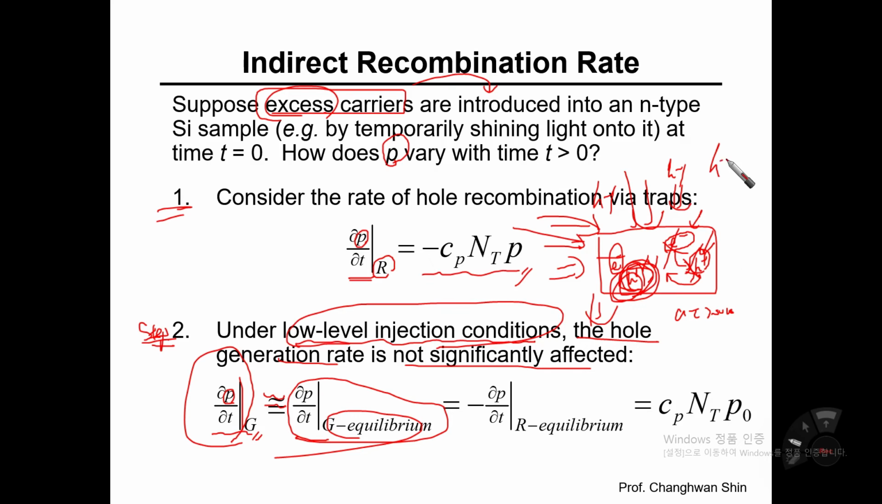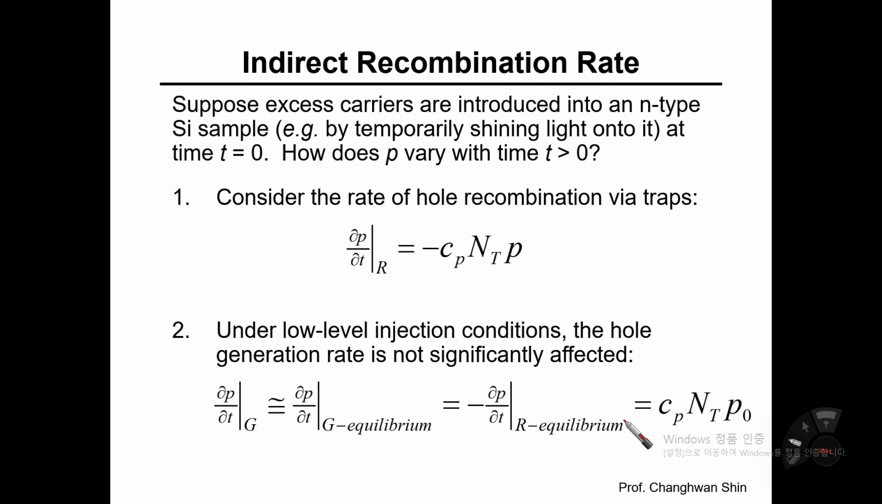Even though holes are now injected into this n-type material, the generation rate would not be affected significantly, right? So that's the reason why I should write down this equation: ∂p/∂t|G is equal to ∂p/∂t|G at equilibrium, because this generation rate is not affected by these excess carriers. Okay? Now, this equation can make our life much, much easier.